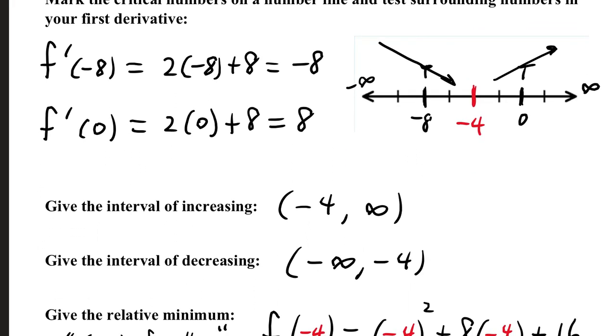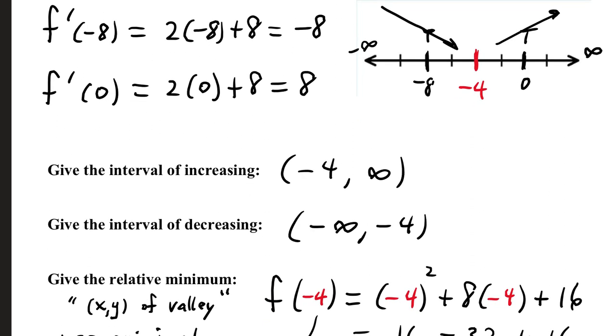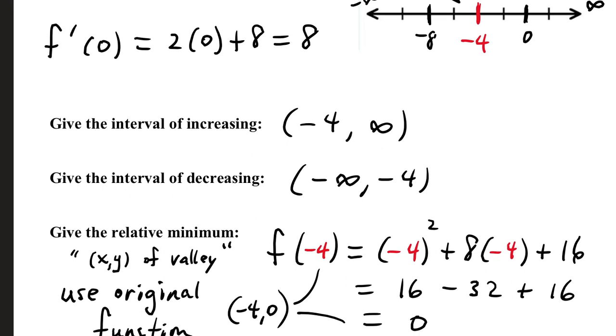The interval of increasing is to the right of the critical number, so we pick -4 to infinity for increasing. The decreasing was -infinity up until we got to the critical number, -infinity to -4. And then something extra you'll be asked in your homework is relative minimum and/or relative maximum. That is the actual point at the top of the hill or the valley.